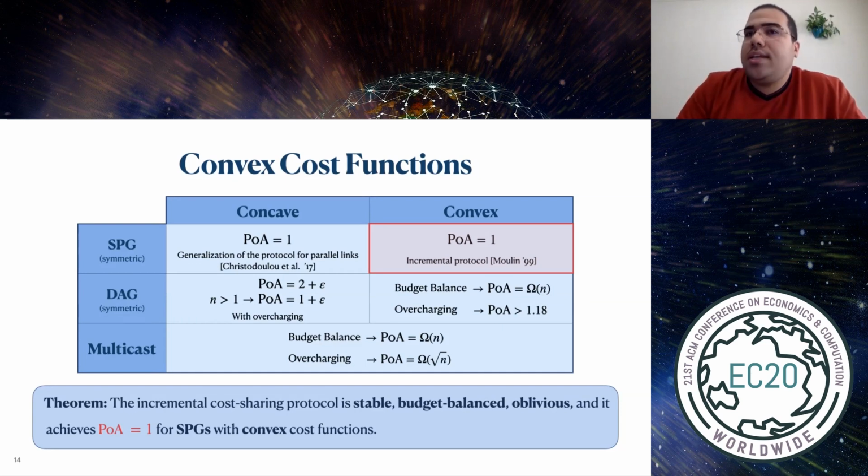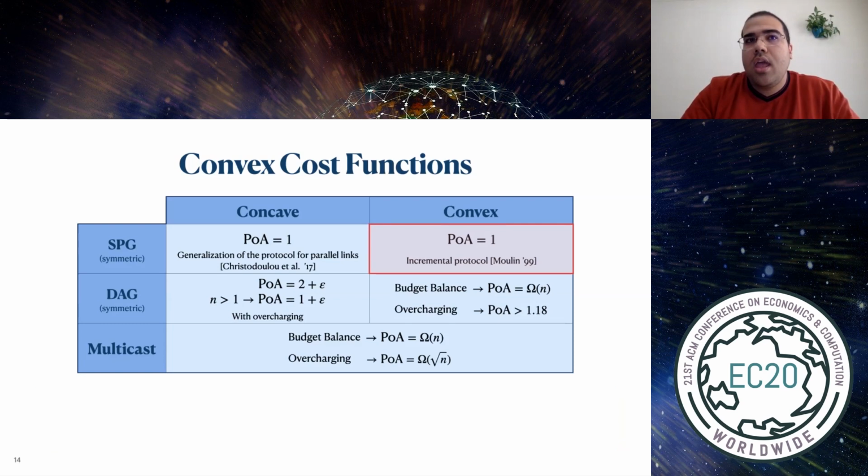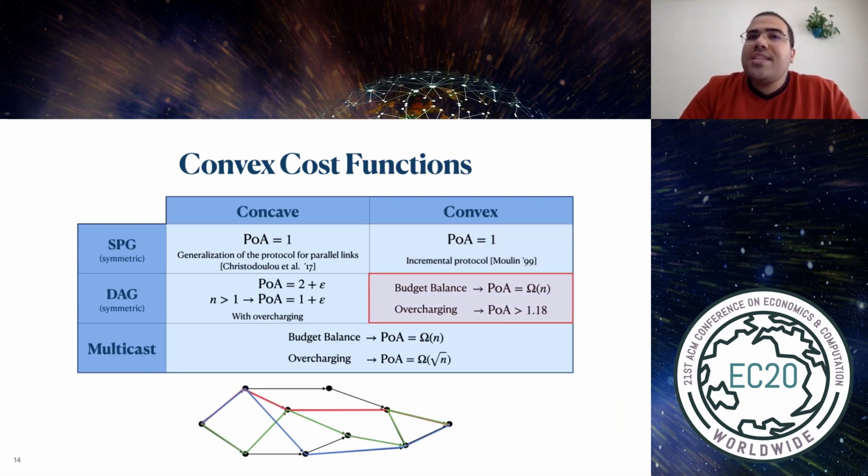The question is, can we do the same for more general classes of graphs such as DAGs? Note that one of the difficulties that arises here is that the optimal solution does not have a simple structure like in the concave case. And the structure of the optimal solution might change entirely by a new player arriving.